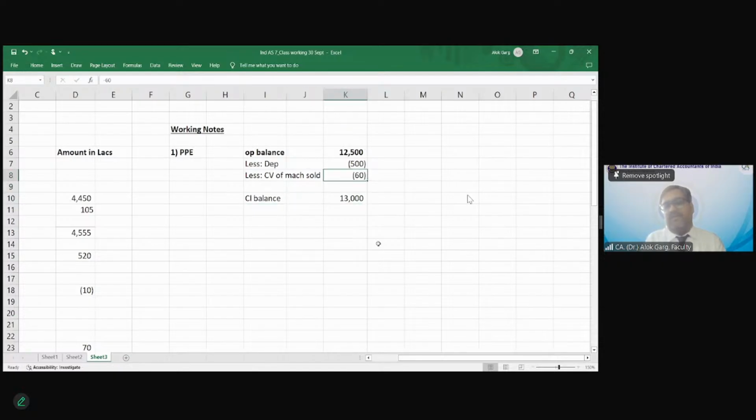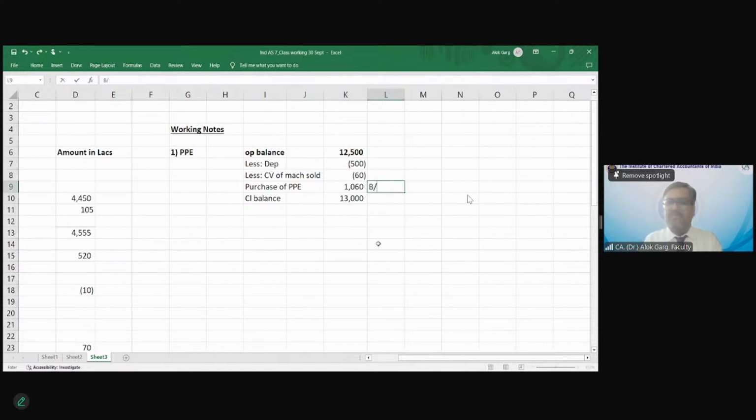Correct. So in 12,500, you have charged a depreciation, you have sold out the machinery also, but the closing balance is 13,000. What does it mean? The closing balance should have been 11,940, but it is 13,000. It means there is a purchase of fixed asset of 1,060. So the purchase of PPE is 1,060. It is my balancing figure.